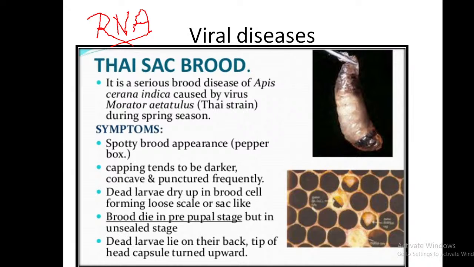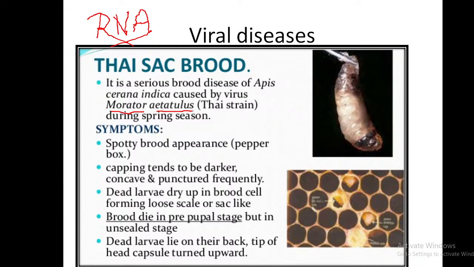The example is Thai sac brood disease. Thai sac brood disease is a common disease of the honeybee. Brood means it affects the younger stages. It is the larvae inside the hive that are affected. Sac brood disease is caused by Morator Itaculus. That is the Thai strain.